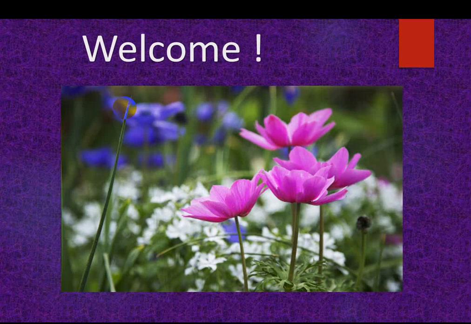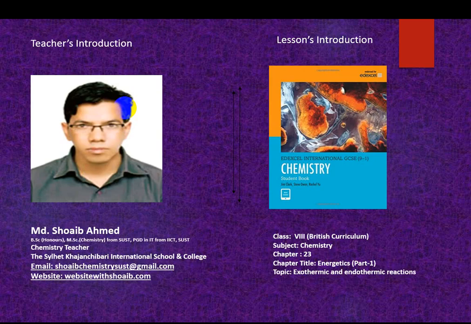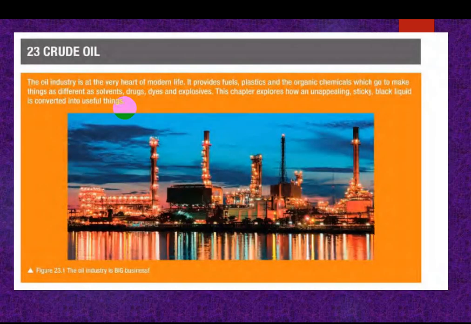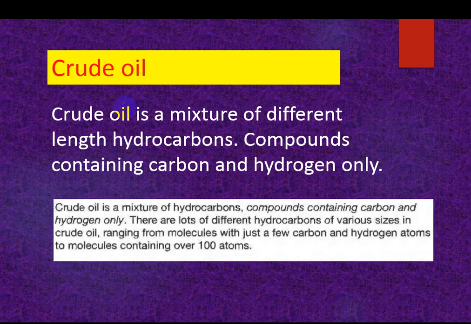Okay, welcome to my class, and this chapter is crude oil. Crude oil is a mixture of different length hydrocarbons, compounds containing carbon and hydrogen only. This crude oil is a mixture of different length hydrocarbons.